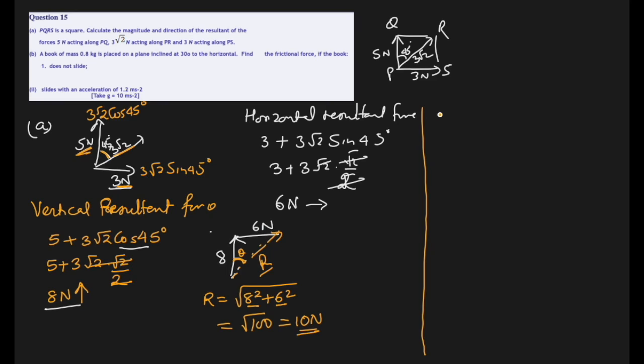We can use tan. Yeah, tan theta equal to 6 over 8, opposite over adjacent. Theta equal to tan inverse 6 over 8. Let's see what it is equal to. Tan inverse 6 over 8. I get 36.869. Let's say 36.87 degrees.